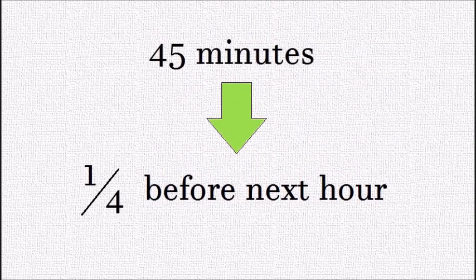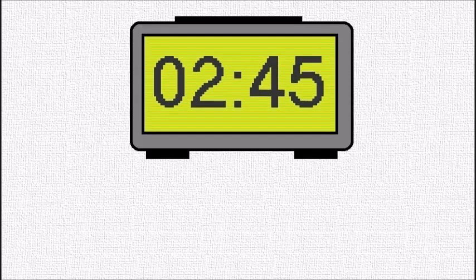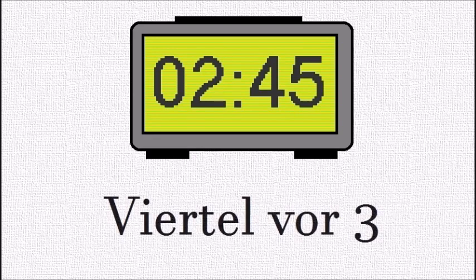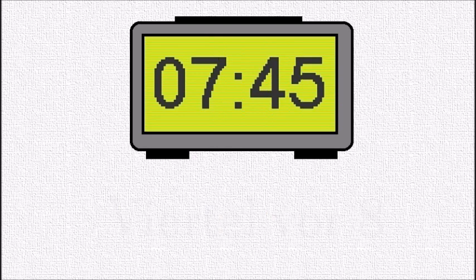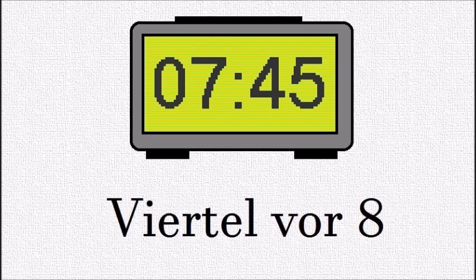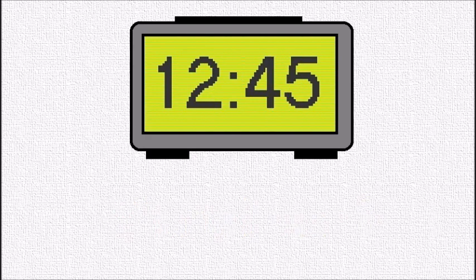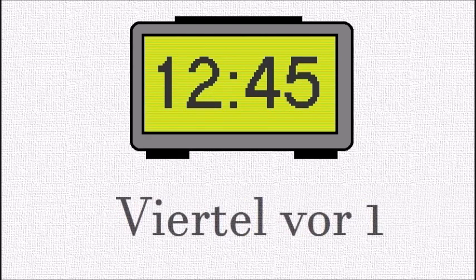Now, as for 45 minutes, that is a quarter to the next hour, right? Germans say fourth before the next hour. For example, 2:45 is Viertel vor drei. 7:45 is Viertel vor acht. 12:45 is Viertel vor eins.